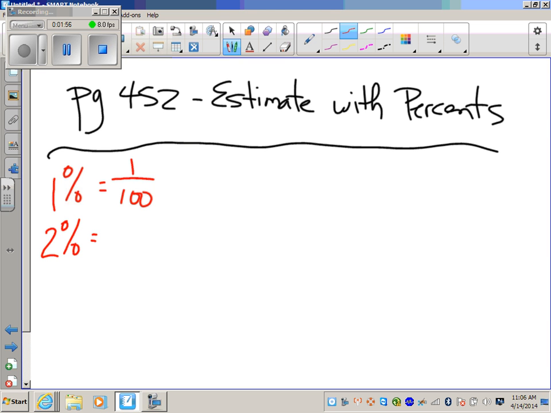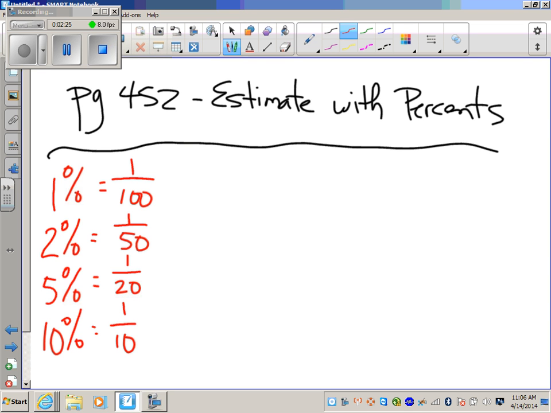Two percent is 2 over 100, but if I simplify that, that's 1 over 50. I'm going to give these to you in simplest form. 5% is 5 over 100, but if I simplify it, 1 over 20. 10% is 10 over 100, but if I simplify that, 1/10. Just copy for now, and then you'll ask a question after, and then I'll answer it for you. But let's get this thing down as quickly as we can.